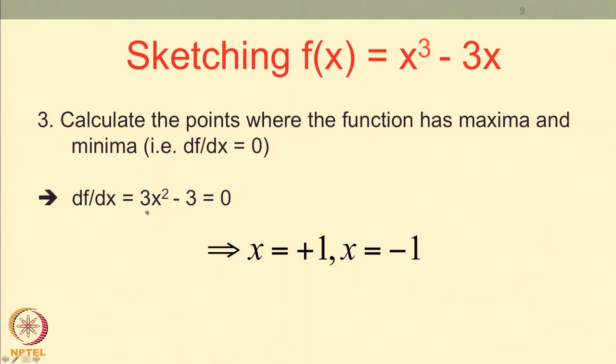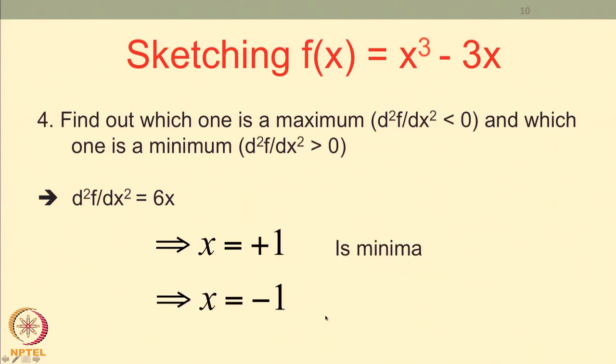The first derivative df by dx is equal to 0. The first derivative of the function is 3x square minus 3, and you equate this to 0 and solve for x, and you will find that x is equal to plus 1 and minus 1 are the 2 points. The derivative is 0 at these 2 points. That means at these 2 points the function will turn. So, these are the 2 turning points, and you calculate d square f by dx square at these turning points.